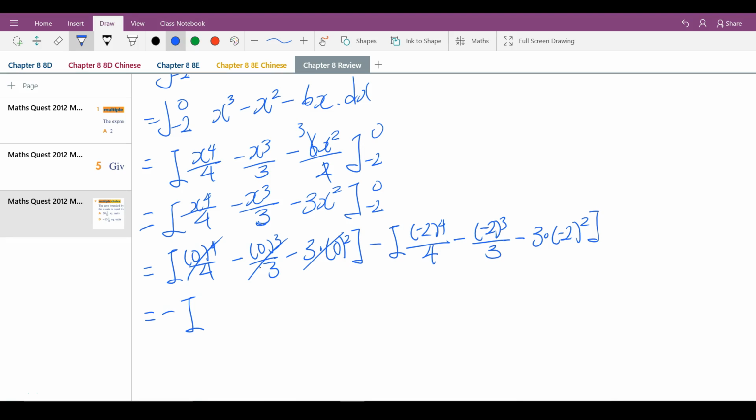So we're focusing on the second bracket. Remember this negative sign, very important. So this would be negative 2 to the power of 4 is 16, positive 16, 16 divided by 4 is 4. Minus negative 2 to the power of 3 is negative 8. So negative becomes positive. 8 over 3.